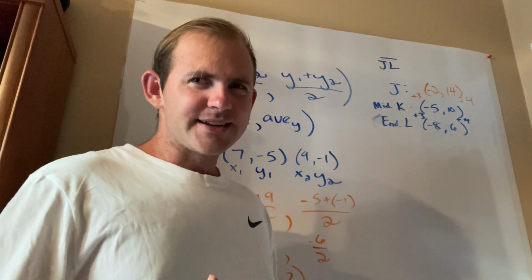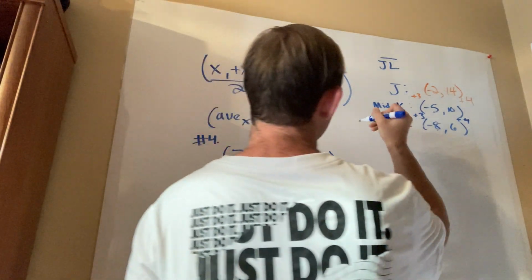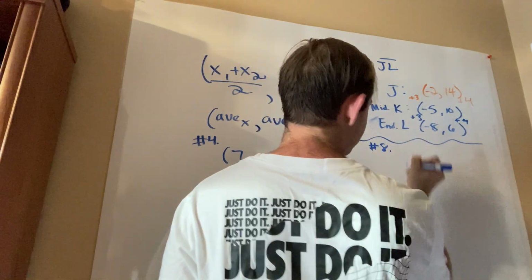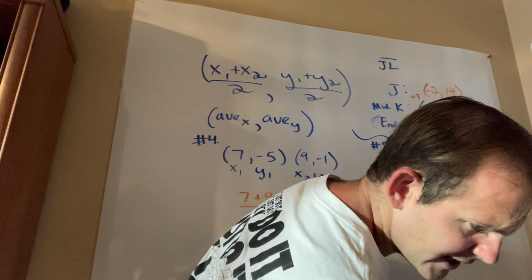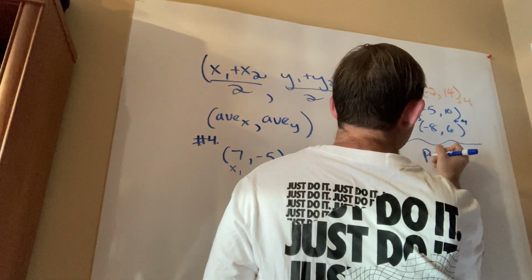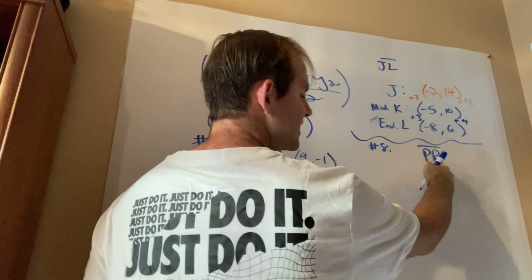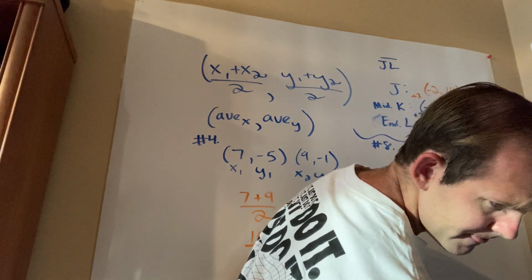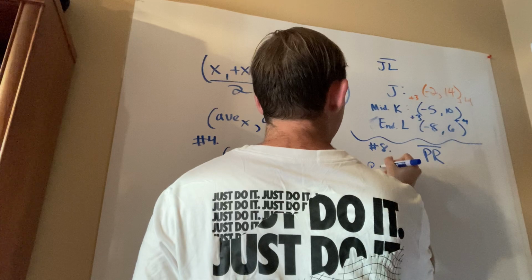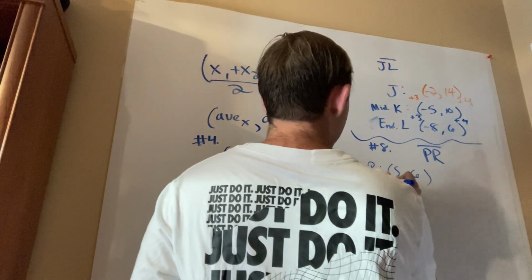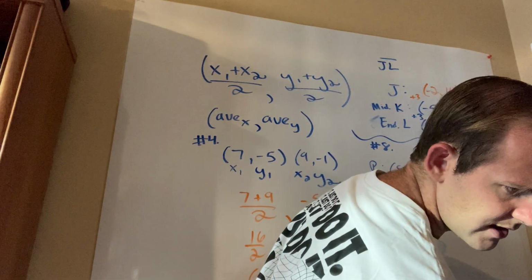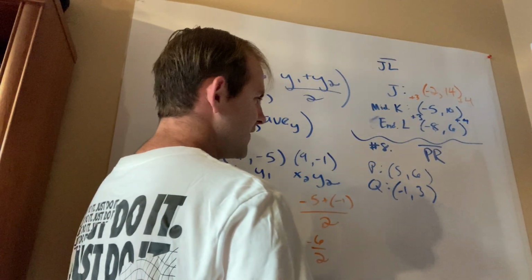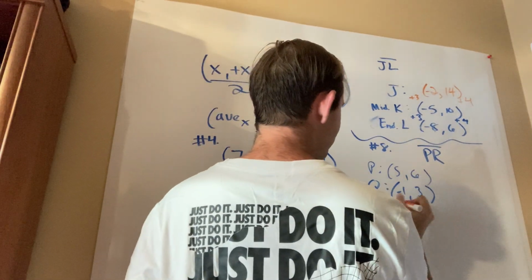That might still be a little unclear, so let's try one more example of that, okay? Let's try number 8. Let me write this down. Number 8, they give me a segment, and the segment is PR. So that means P and R are the endpoints of that segment. Now they give me P. They tell me that P is 5, 6. Q is -1, 3. And I don't know what R is. So I'm just going to write that over here.